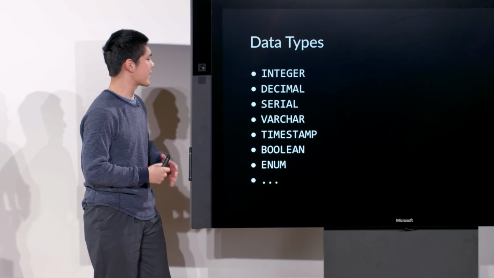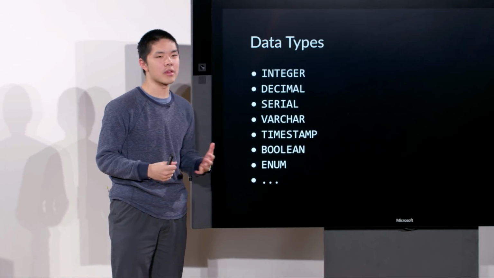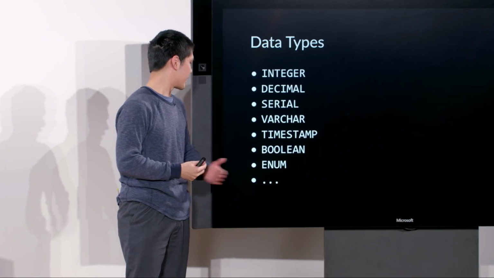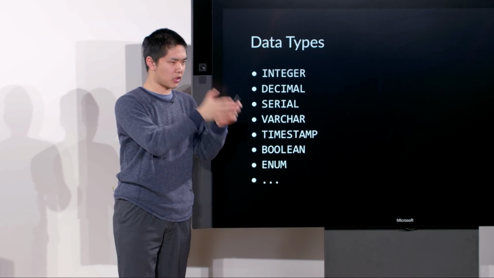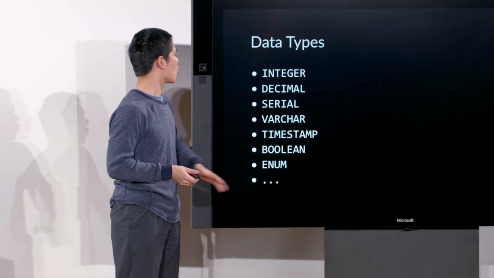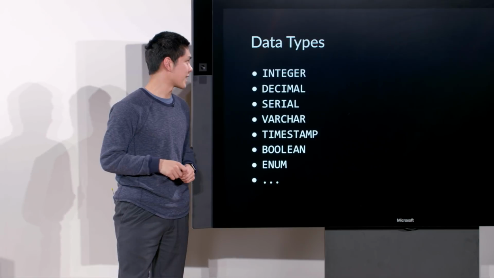And there are a bunch of other data types as well. Data types for storing timestamps for a date and a time, a Boolean value for true or false, or an enum, which is just a way of saying one of a finite number of discrete possible values that I might have. We'll focus mostly on these top 4 here, though, for the purposes of today.